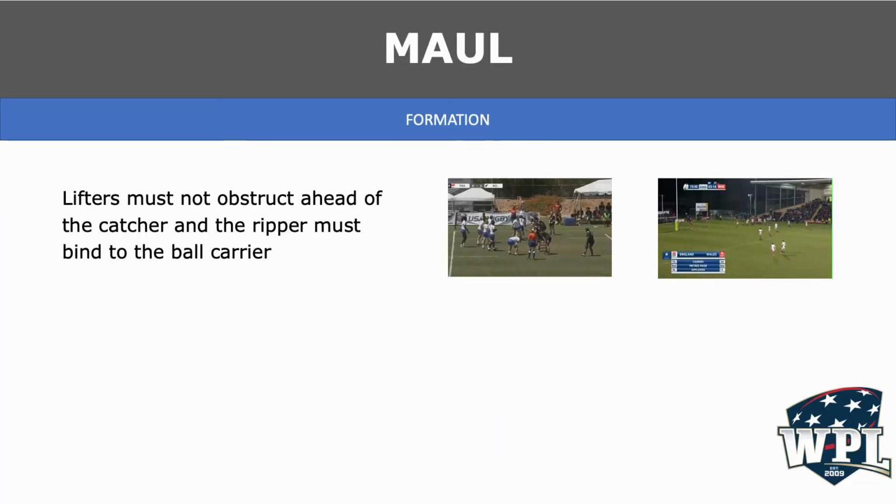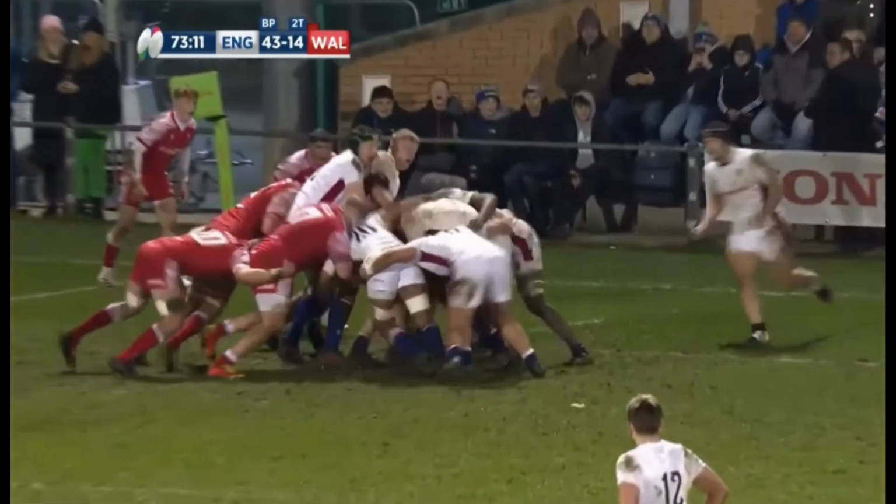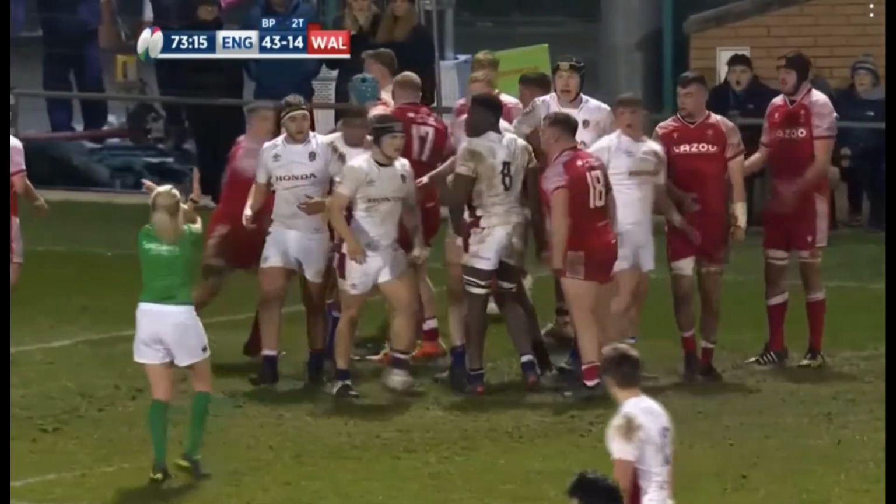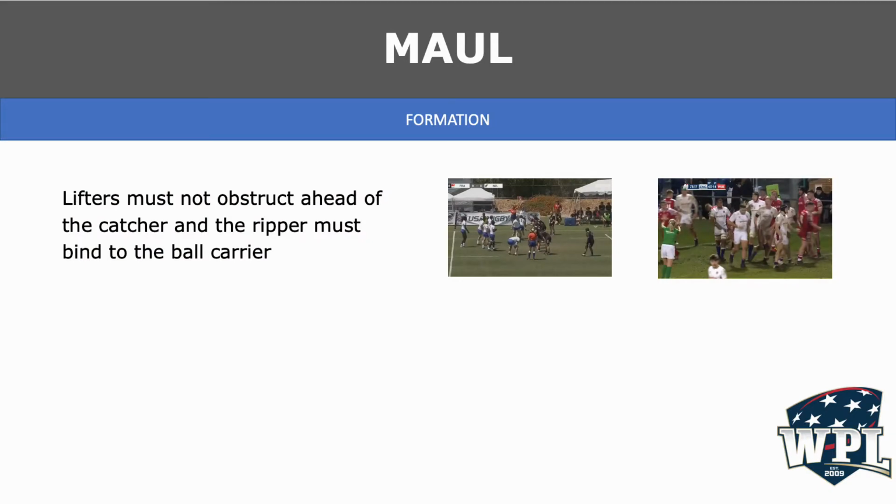Maul formation is tricky because it happens fast. Referees must be mobile, and ARs can help with obstruction by the lifters. Here we see the white lifter move in front of his jumper to block the defense binding. This is correctly penalized as obstruction.